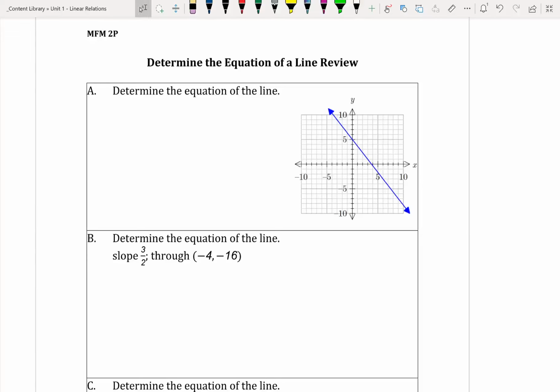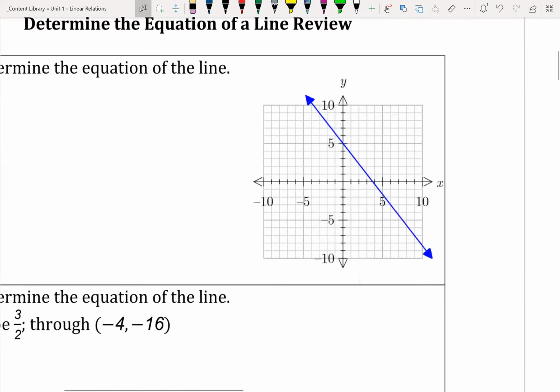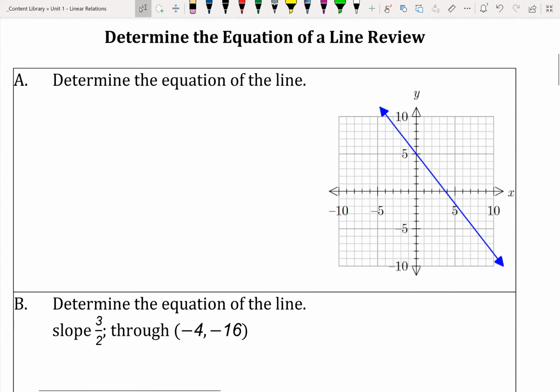In today's note, we're going to do a review of determining the equation of a line. So in A, we're given a line on a graph and we want to determine the equation of a line. Again, let's remember that the equation of a line is y equals mx plus b, where our m represents the slope and our b value represents the y-intercept.